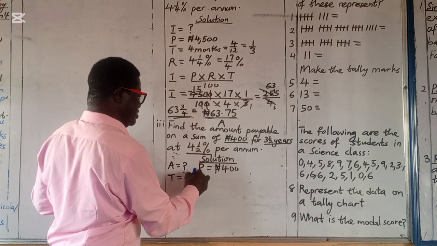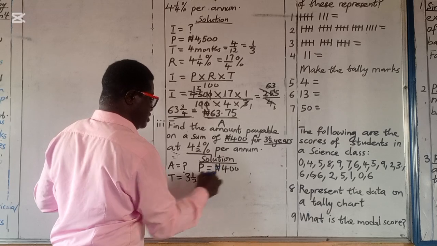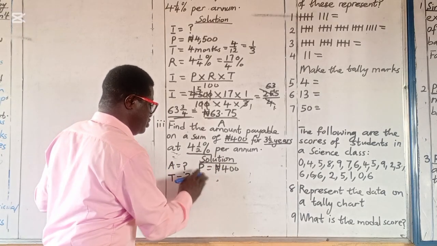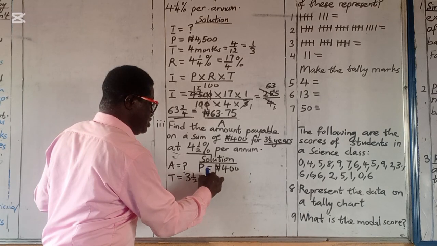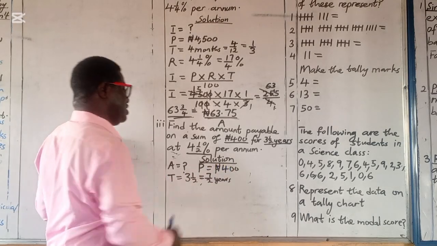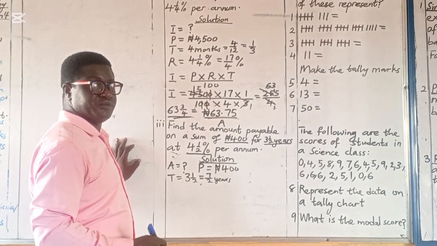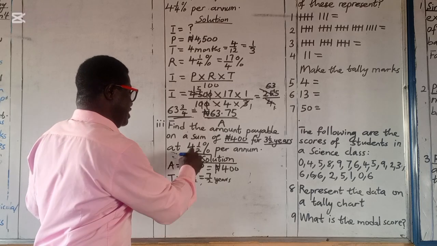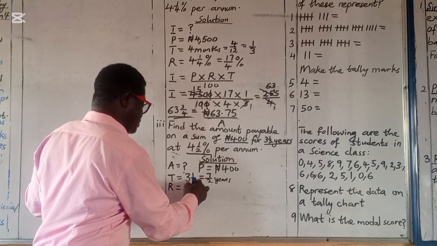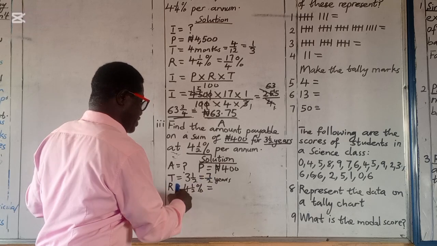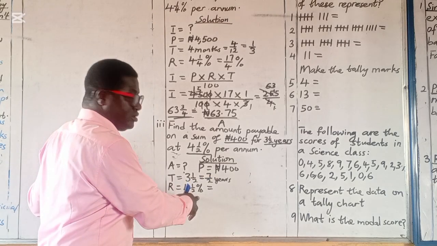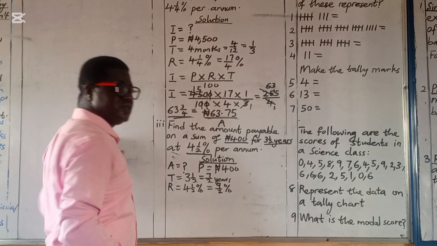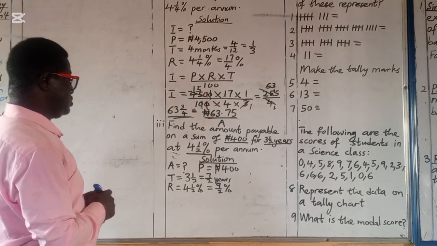So 3.5 years, I can convert this. 3 times 2 is 6 plus 1 is 7. So 7 over 2 years for the time, right? At the rate of 4.5%. Rate is what? 4.5%. So 4 times 2 is 8, plus 1 is 9. 9 over 2%, right? Isn't it? Yes, sir. Good.